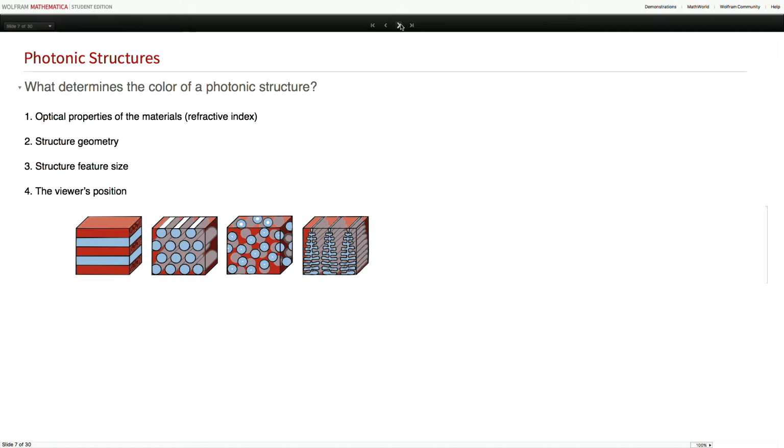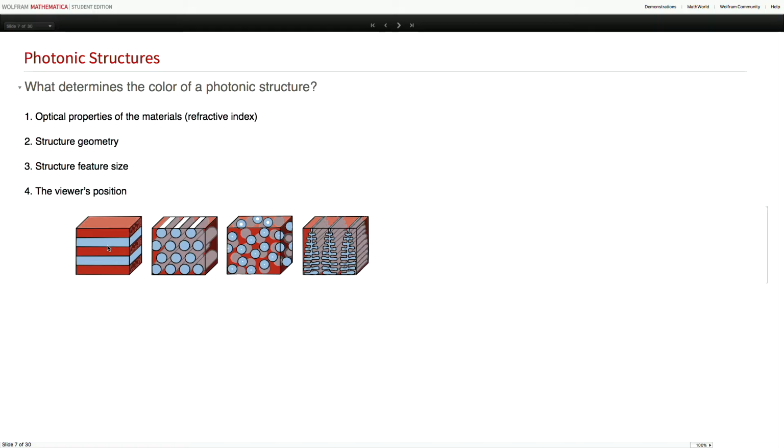In order to do that, we need to understand the relationship between color and photonic structure. And this is actually a very complicated function, even on the most basic level, from a number of parameters. First, we care about the optical properties of the materials, so the refractive index, in this case of the red material and the blue material. We need to think about the geometry of the structure. So is it one-dimensional, two-dimensional, three-dimensional? Is it somewhat irregular? The structure feature size, and so even if we have this one-dimensional object, if these blue layers are 100 nanometers versus 1,000 nanometers, there's going to be a very different color produced.